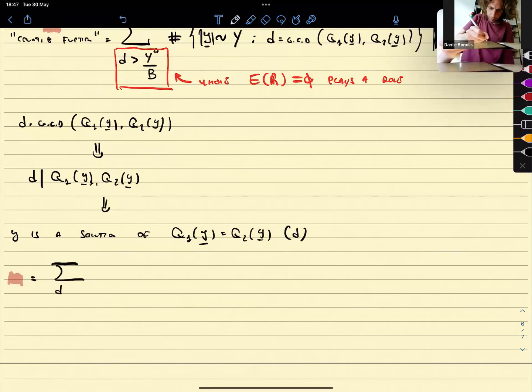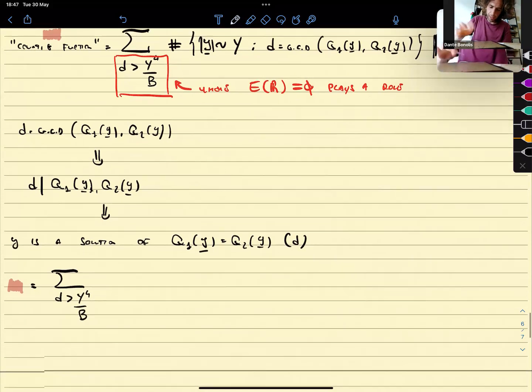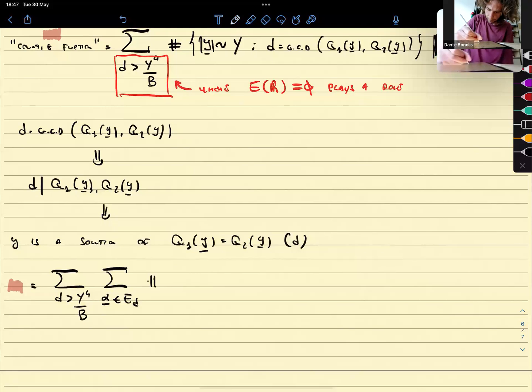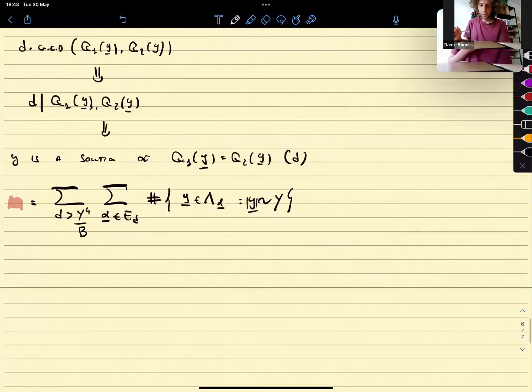So the sum over D stays the same, and then we introduce two other pieces of notation that I'm going to explain in a moment. We're counting the y in lambda alpha such that y is y. So what is AD and what is lambda alpha?